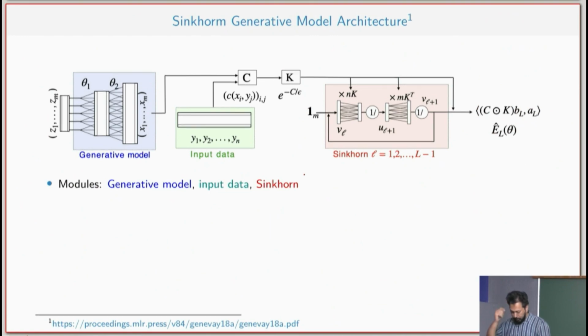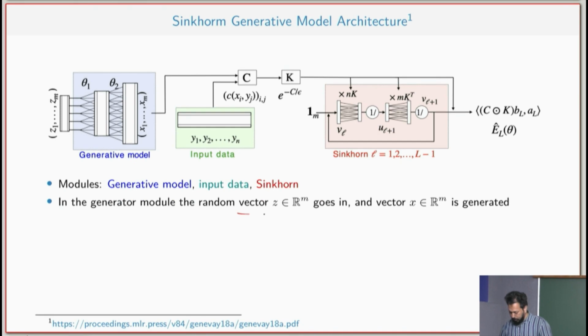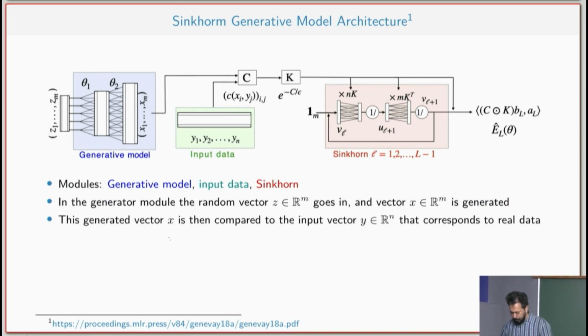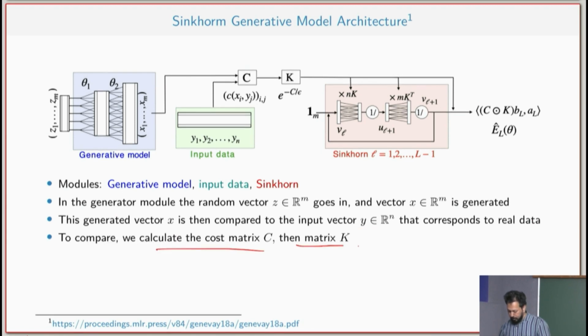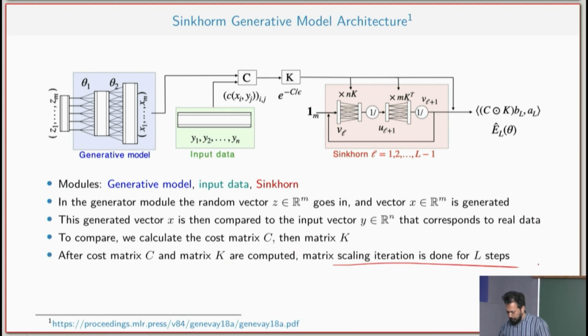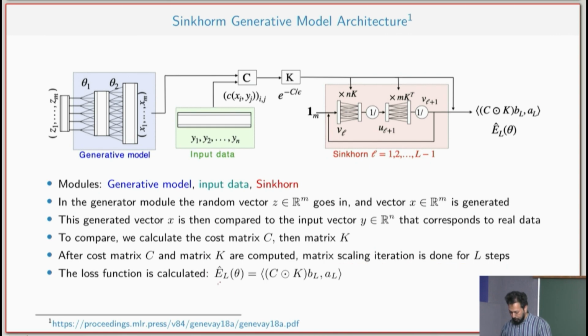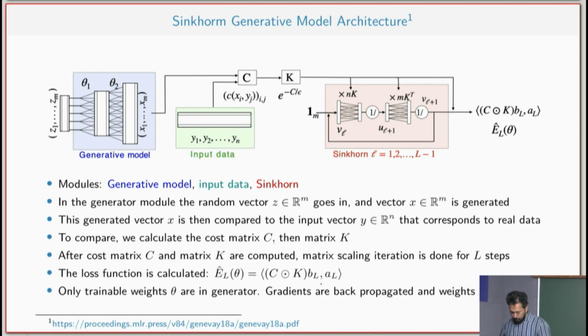As I said, there is a generative model, input data, and the Sinkhorn algorithm. In the generative model, the random vector goes in and vector x is produced. Then this x is compared to the input vector that corresponds to the real distribution. Calculate the cost matrix, then the K matrix, then apply the matrix scaling algorithm for L steps, and then compute the loss function. Then you do the back propagation. Only theta in the generator is tunable, and the weights are updated.